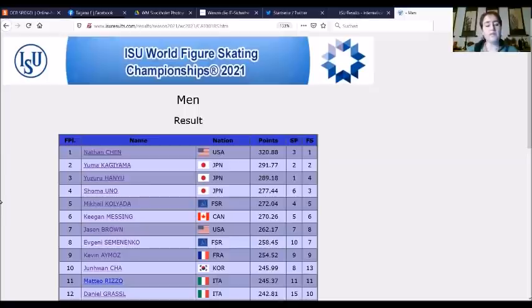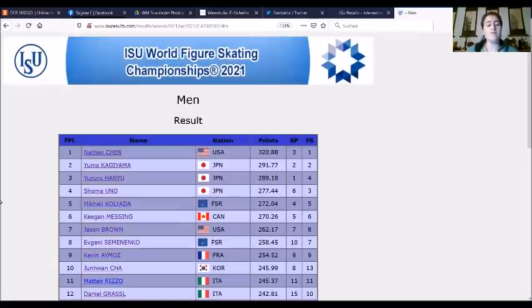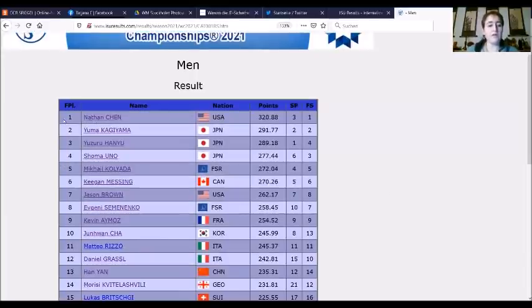But for the Olympics, there's an important difference, because a country gets these 3 or 2 spots automatically only if they have the same number of skaters in the final at the World Championships, in the final free skating. And here we can see the USA. Nathan Chen, first place. Jason Brown, 7th place.